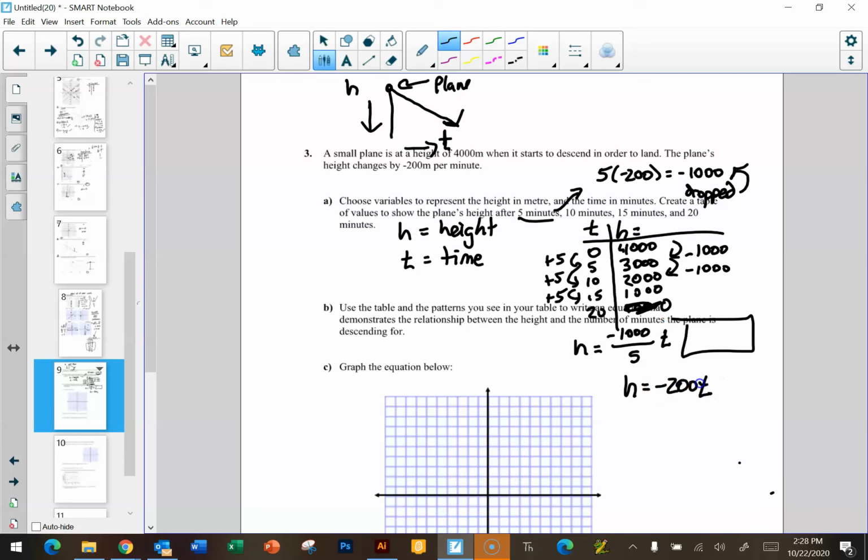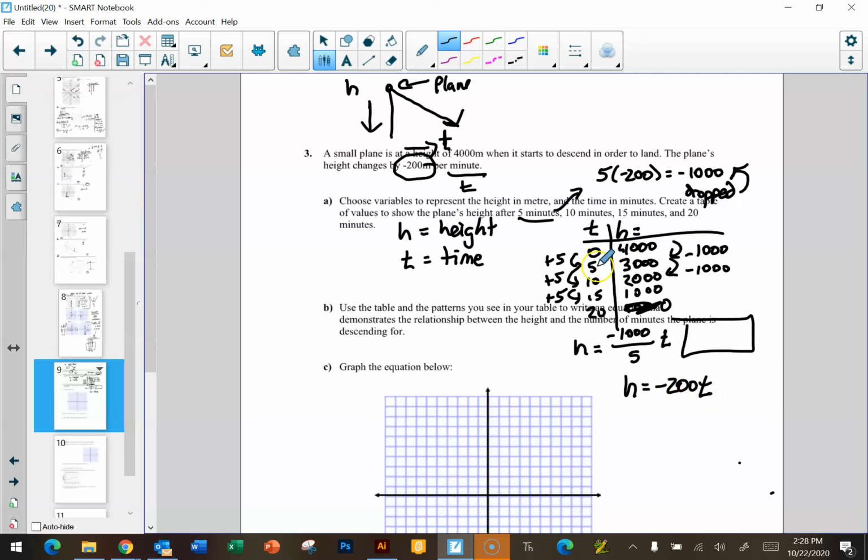So negative 200t, which matches up nicely with this, right? But that's not it. We are also going to have to use that 4,000 number. What I usually do at this point, and you've seen me do it multiple times on this practice exam already, is plug a number in and see what I need to add or subtract. I already know because it's up here, but let's just plug this into our table of values and see what we need to add or subtract to get to the right number.